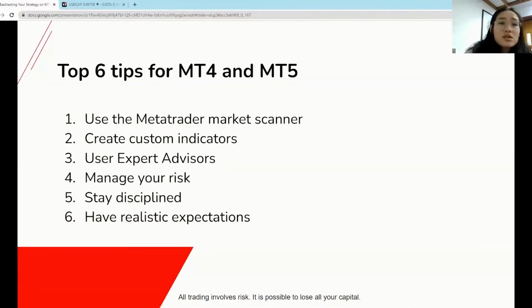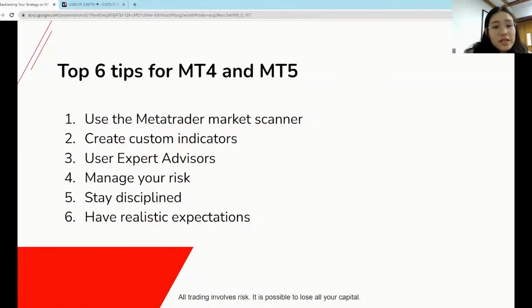Okay, so top 6 tips for MT4 and MT5. Tip number 1 is to use the MetaTrader Market Scanner. This is a powerful tool that can help you find trading opportunities because it allows you to scan for specific conditions, such as price movements, technical indicators, and economic events. So you can then use this information to make informed trading decisions.